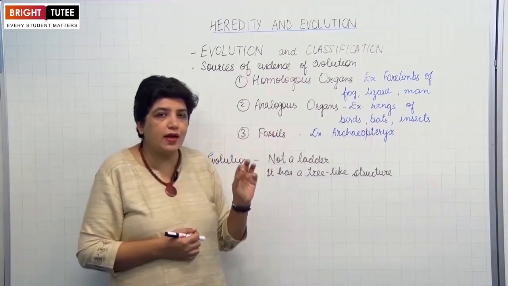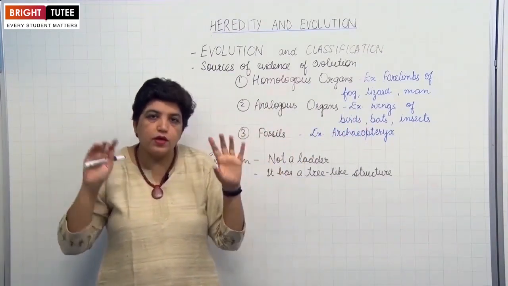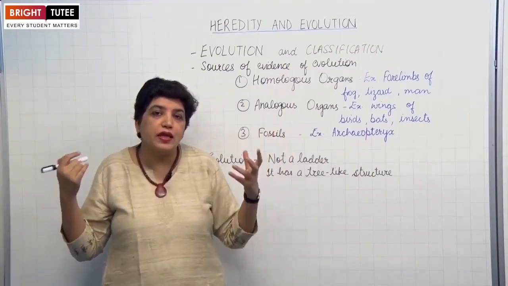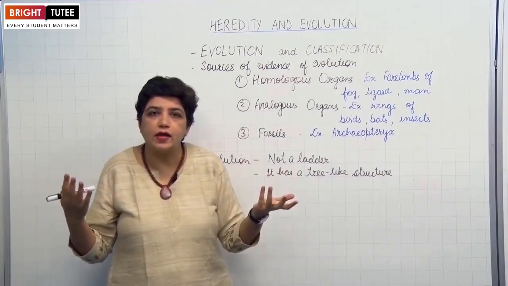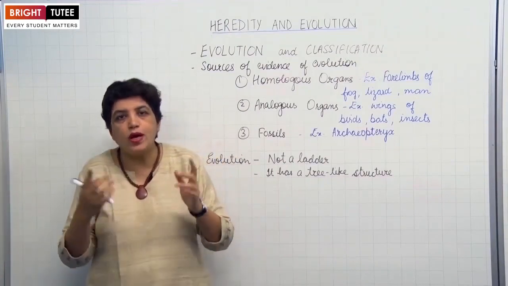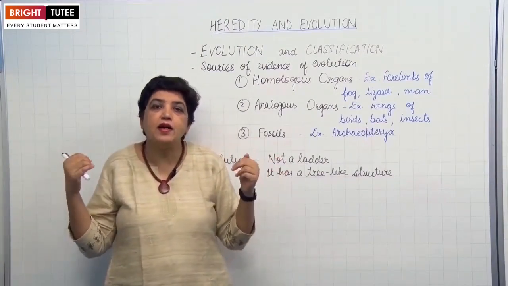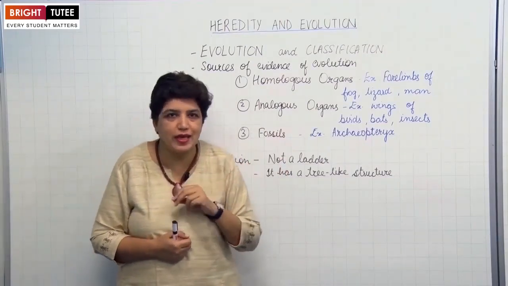So the presence of analogous organs suggests that there were different ancestors, different organisms, but they had similar types of variations. They developed wings which helped them to fly. So they had useful variations which helped them to adapt to the environment. Different ancestors had similar types of variations. The presence of analogous organs suggests that.